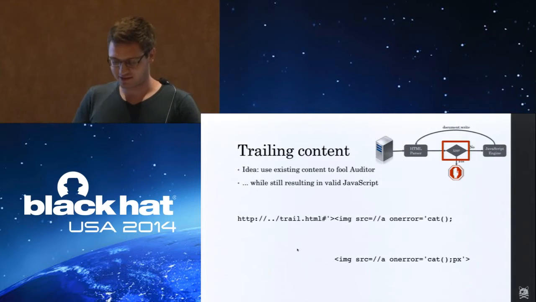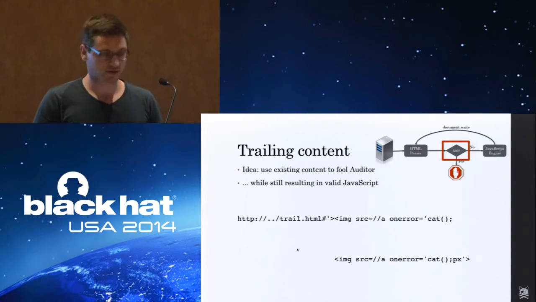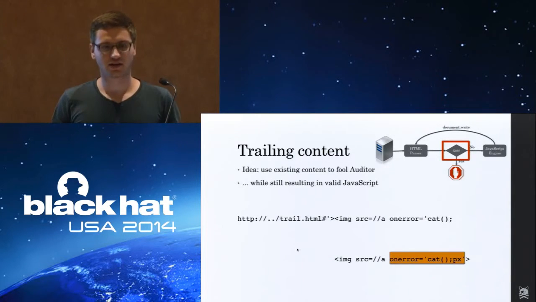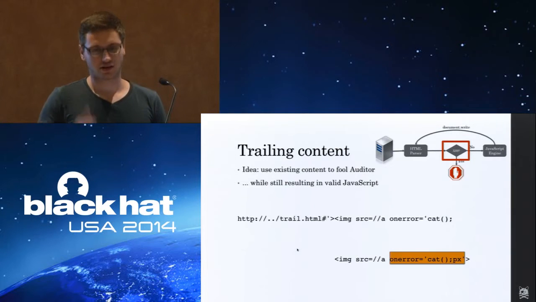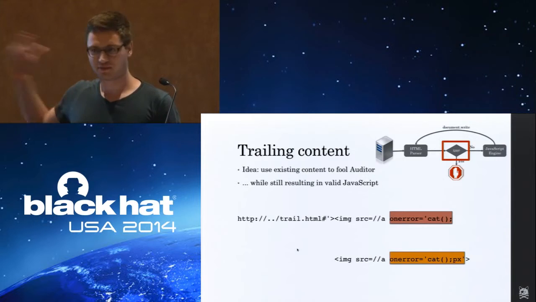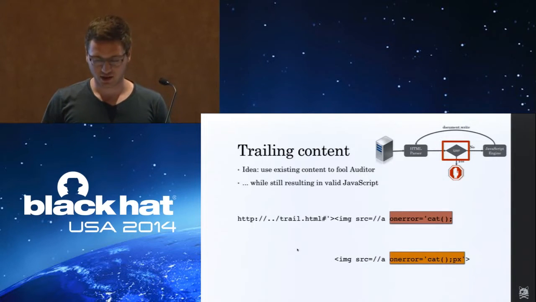So again, let's briefly recap. This is what's actually happening. We have this image source down here, and the auditor now finds an onerror handler. It looks for the onerror handler, both the name and the value, in the complete URL. Tough luck, px is not contained in the URL. So in this case, again, we can bypass the auditor.